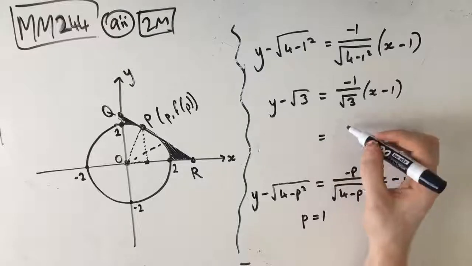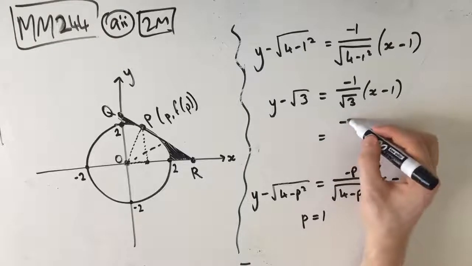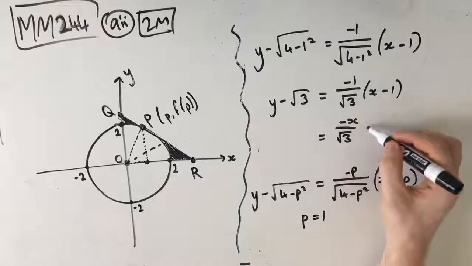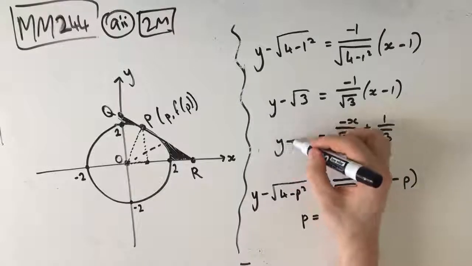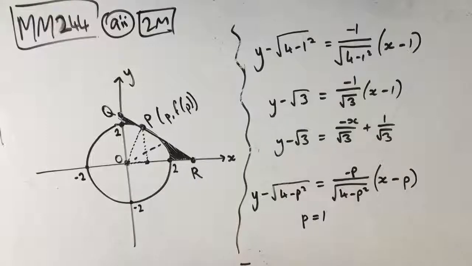So then we get negative x over root 3 plus 1 over root 3. We get y take root 3 there. Awesome.